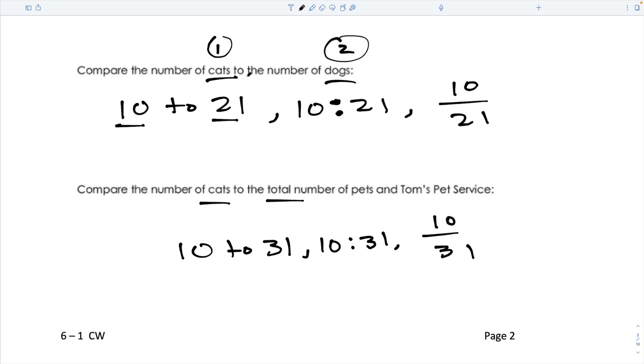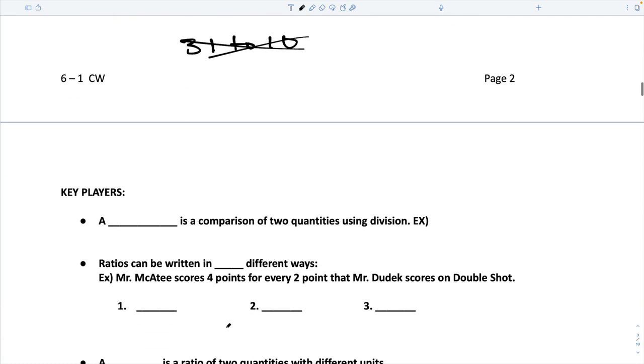Your big takeaway for ratios, just make sure they're ordered in the right way. If you put it 31 to 10, this is incorrect. You're saying there's 31 cats to 10 total animals. That is not right. It is very specific with how it's ordered. That will come into play later.